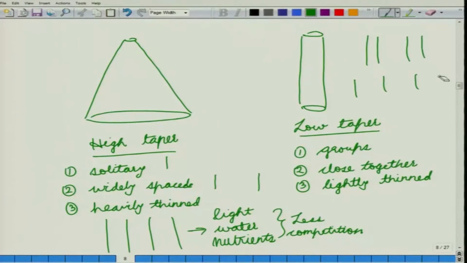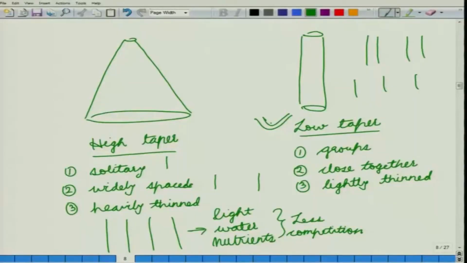So, let us look at this picture. Here is a picture from a dense forest. As you can see, there are so many trees in a very small area. Can you observe here that the tree stems appear cylindrical in shape. Now, again remember that when we say that trees have a cylindrical shape, it means that they have a low taper. So, when trees have a low taper, they are cylindrical in shape, which means that these are in groups, they are close together and they are lightly thinned.